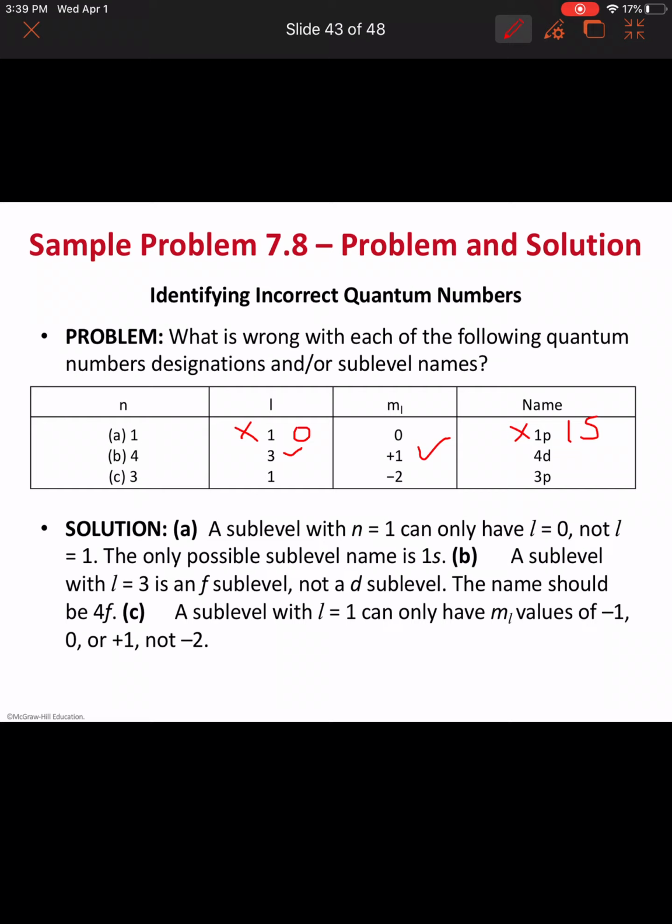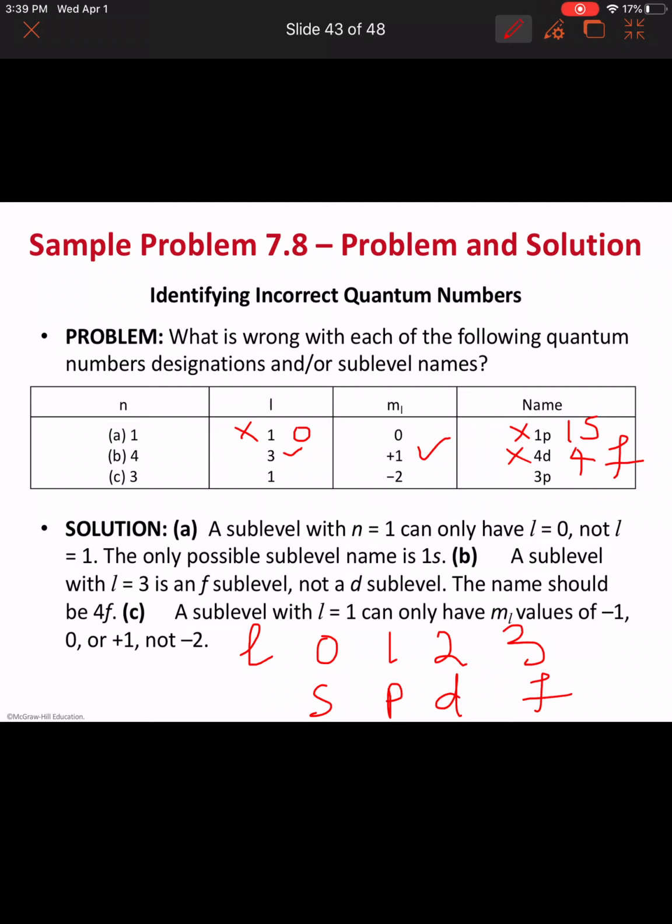So the name of the orbital is going to be 4D. Is that correct? 4D. 4 is correct. How about D? Remember, we talked about L values 0, 1, 2, 3. So they represent S, P, D, F. If it is a D orbital, then L has to be 2. But here you have L equals 3. So this is wrong. So what's the correct designation going to be? Since L equals 3, it has to be 4F instead of 4D. Okay.